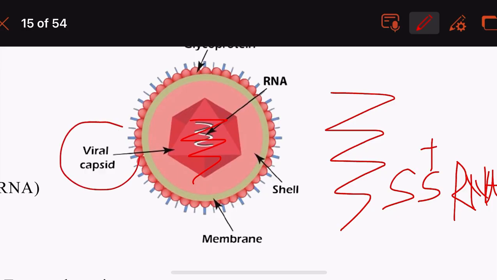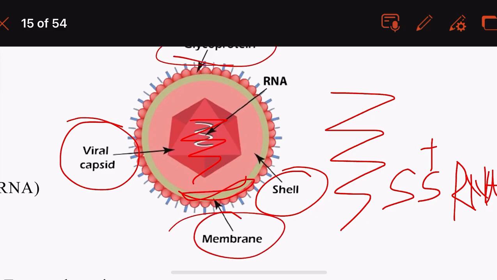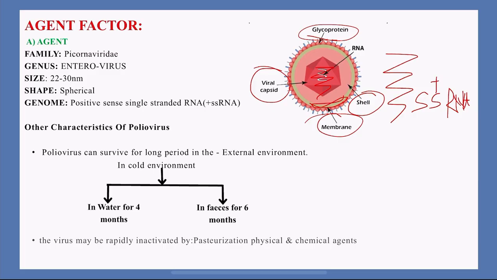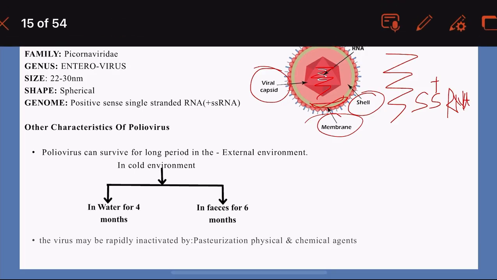It has a viral capsid, the shell, the outer membrane, and we have a glycoprotein. The other characteristic of the poliovirus is that it can survive for long periods in the external environment. When we discuss the mode of transmission, we will discuss in detail how the virus stays for long periods. The poliovirus will survive for long periods in the external environment, especially in the cold environment. In the water, the virus will stay alive for 4 months, whereas in the feces of an infected individual, it will stay for 6 months.